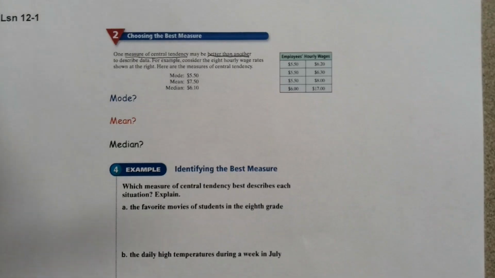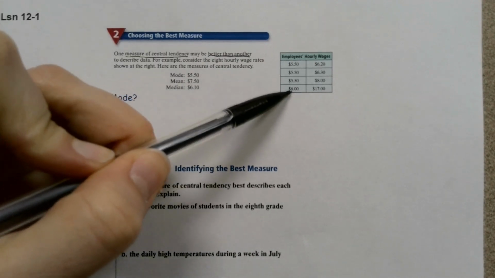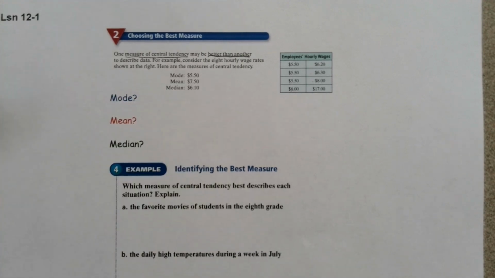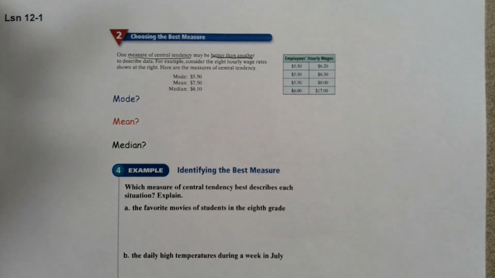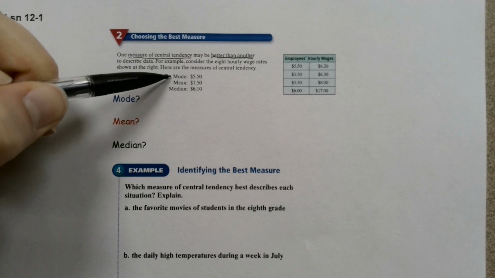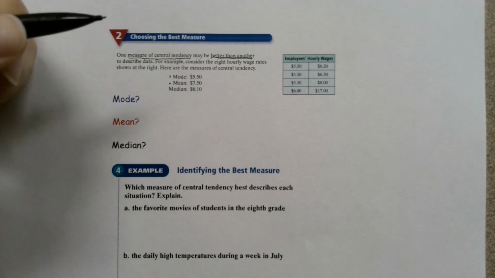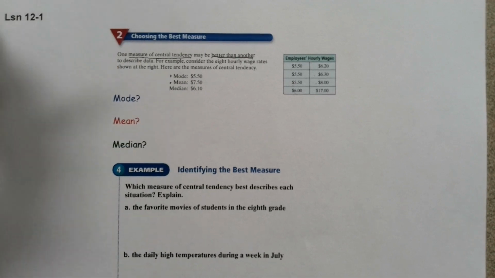We're looking at employees' hourly wages. When we look at them, we have a few at $5.50, a $6, $6.20, $6.30, $8, and $17. So when we find all three of them, the mode comes in at $5.50. That is the one that appears the most. The mean, when we add them all up and divide by how many there are, we get $7.50.